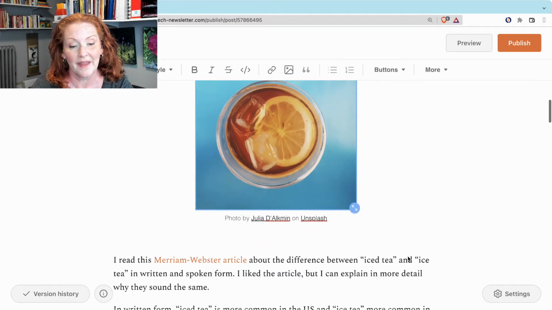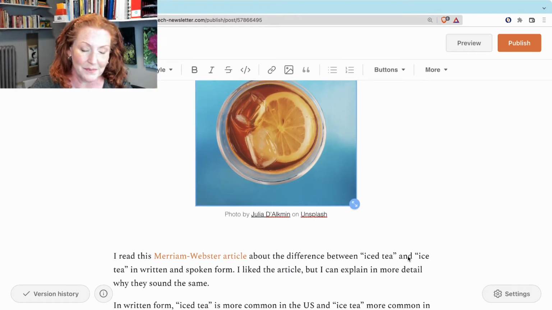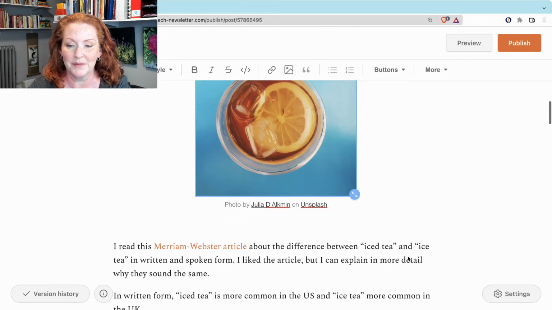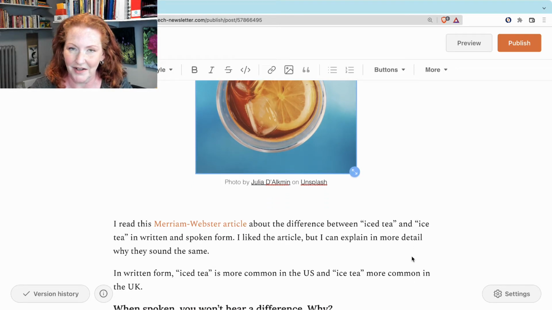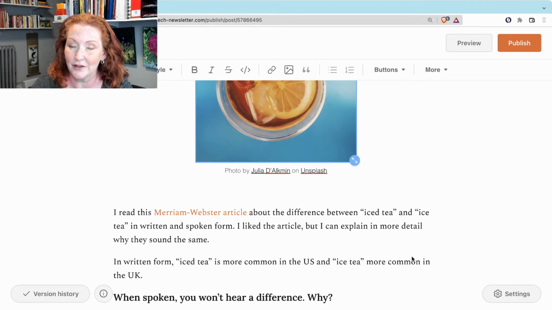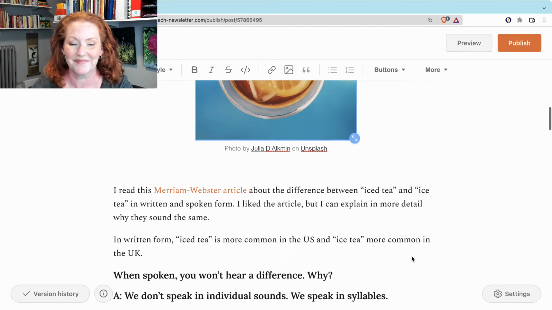And why? I'm talking about this because I read this article in Merriam-Webster about the difference in spoken and written form, but it didn't go into the nitty-gritty detail of what is exactly happening in your mouth to make them sound the same. So I thought you might like to know.